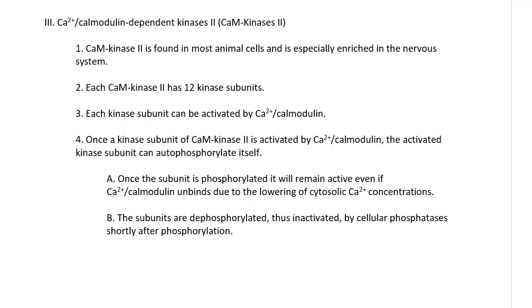Calcium calmodulin dependent kinase 2, CAM kinase 2, is a very important protein. CAM kinase 2 is found in most animal cells and is especially enriched in the nervous system. Each CAM kinase 2 has 12 kinase subunits. And remembering, a kinase is a protein, an enzyme, that catalyzes the reaction where a phosphate group is added to the target protein, using an ATP.